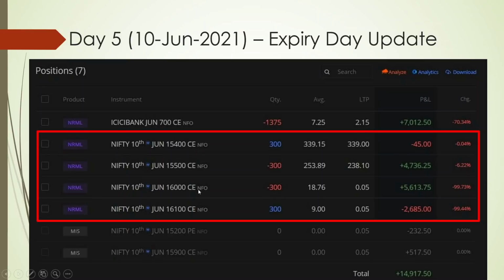So the call condor. Now you see the premiums. The premiums are 339 and 238. We got just 1 point difference, not even 1.90 paisa difference. At expiry, the 100-point strikes will have a difference in premium of almost 100. At expiry, it will be 100. Right now, you can see the call condor has generated 7,350 rupees. Full profit has been already captured.